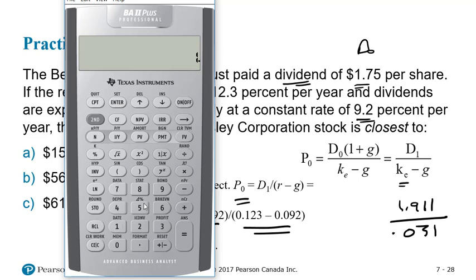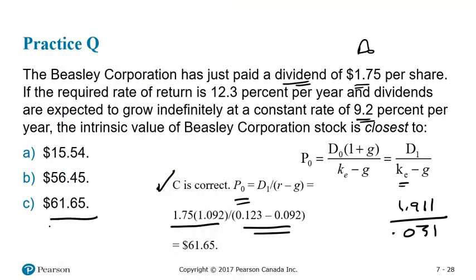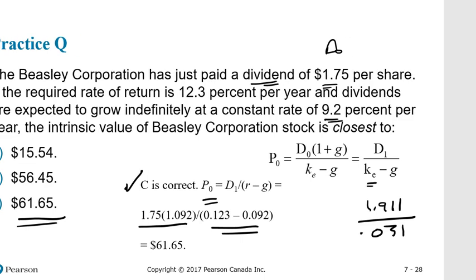Numerator 1.911, that's D1, divided by 0.031, which is K minus G, and we got 61.645, so that is closest to C, 61.65. Okay, so that is the calculation of a stock price using the Gordon growth model or the constant growth model.